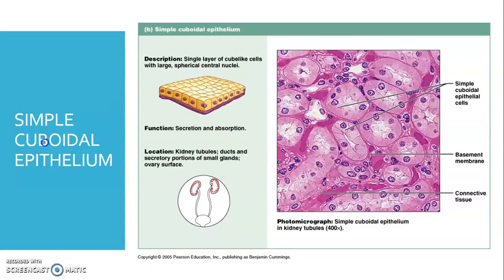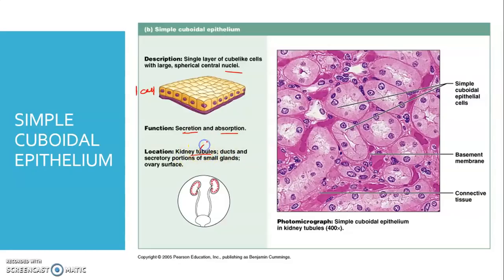And then next we go to the simple cuboidal epithelium. We can describe the cell, of course, as just one cell in a cuboidal shape, and the nuclei are quite spherical. Okay, spherical. The function is for secretion and also for absorption, and it can be found in the kidney tubules.